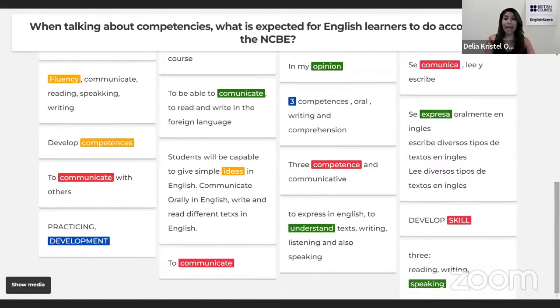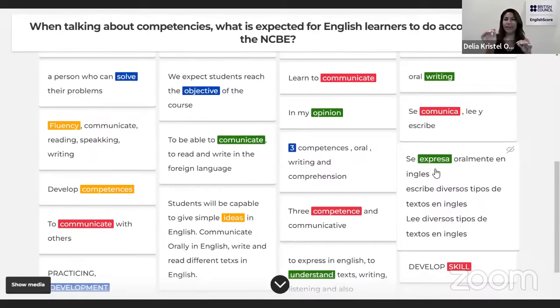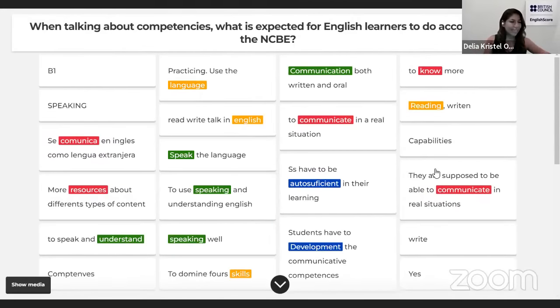Speaking, understand, solve, skill, development. One person has copied the description of the competence, which is very nice. Okay, let's see in the chat: to develop the abilities, to develop some skills, to develop the 4 skills. I am closer, so it's going to be easier for me. Develop the communication skill, communicative. Okay, I guess we all agree that developing the skills is the aim of the competence, right?